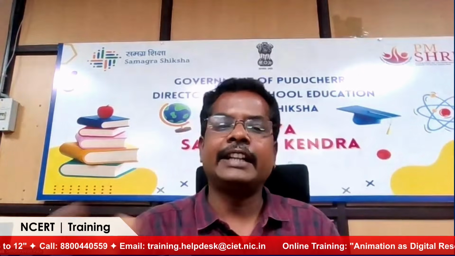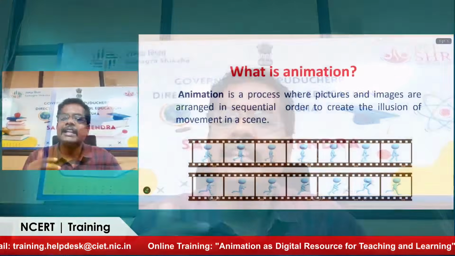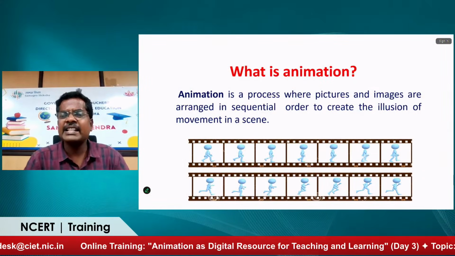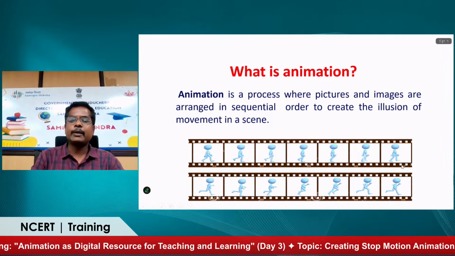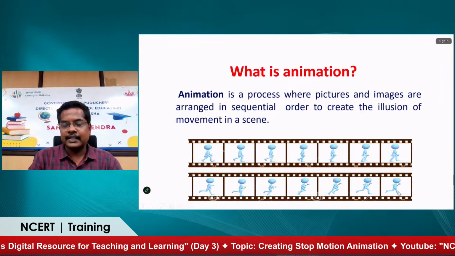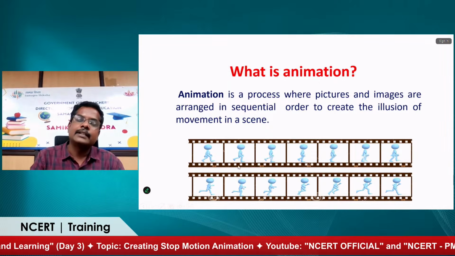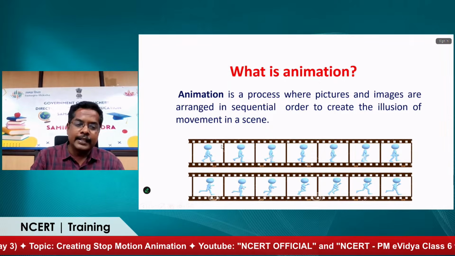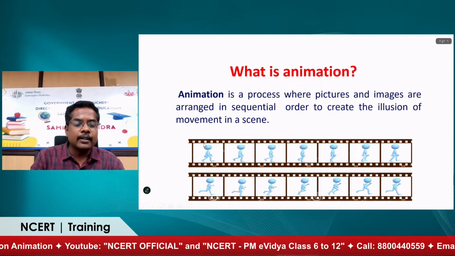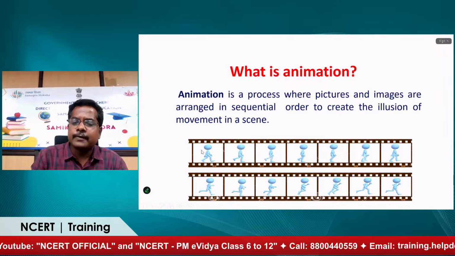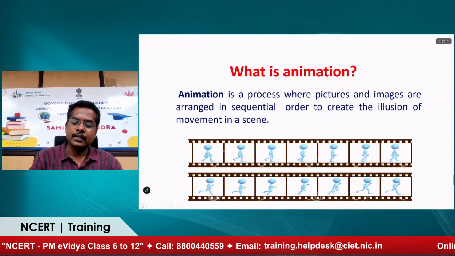In the same way, animation can be defined as a process where images and pictures are arranged in a sequential order to create an illusion. Here, you could see the walking cycle of a cartoon character, right? This is the first image and this one is the second image. We call this particular area a frame. When all these frames are run together, we get an illusion that the cartoon character is walking.